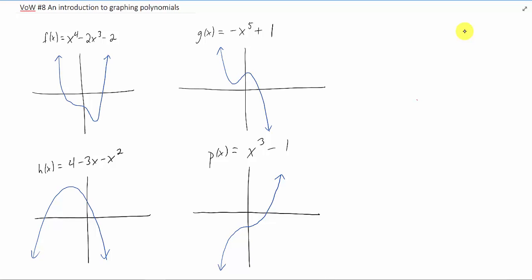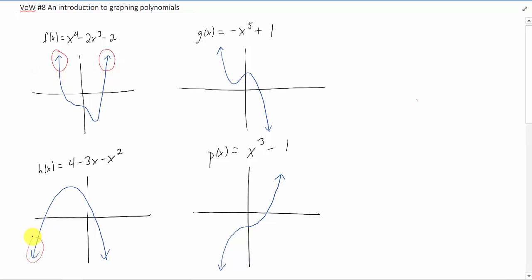Down here I've given you a few examples of polynomials and their corresponding graphs. These 4 polynomials and their graphs represent the 4 main end behaviors of polynomials. When I say end behaviors, I mean what happens as x gets very small and as x gets very big. You'll see on this first graph that our y values increase to infinity as x gets very small and as x gets very big.